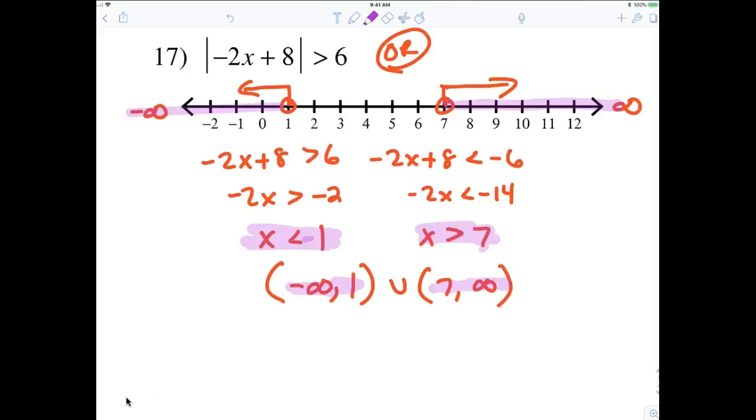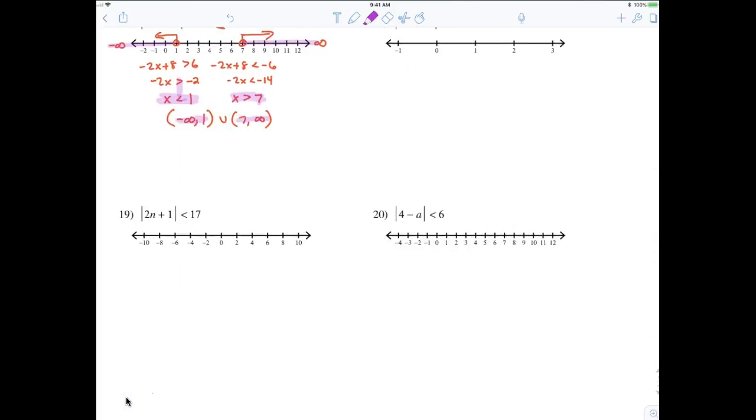Would you change the greater than and less than because it's a negative? Are you asking me from here to here? Yes. We multiply, divide by negative, we change the signs. All right, let's take a look at 19 now.